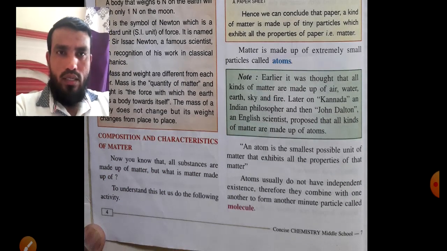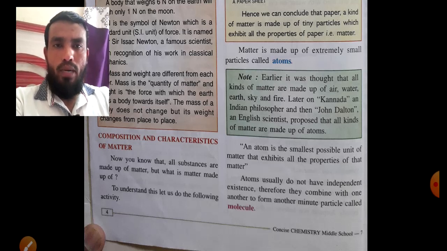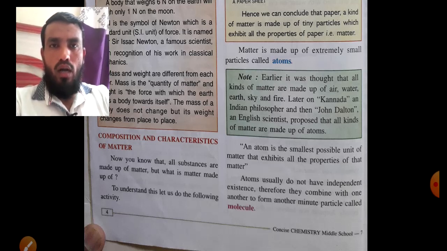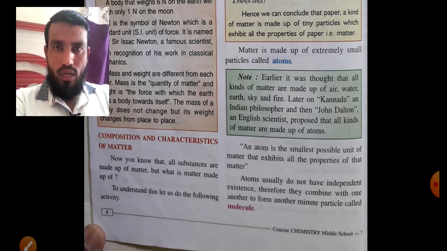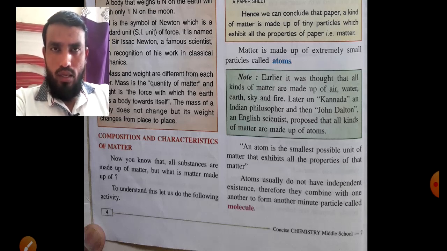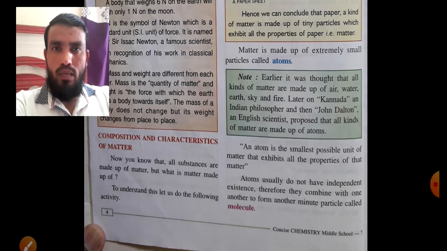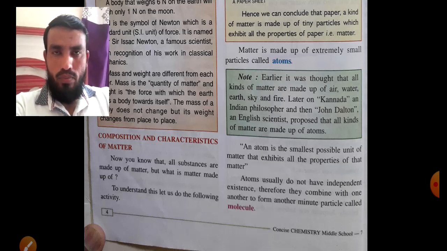Now you know that all substances are made up of matter, but what is matter made up of? In all the discussion so far, we have said that whatever things we look around us are made of matter, and matter can be solid, liquid or gas. Now there is a question: what is matter made of? What is the smallest unit of matter?